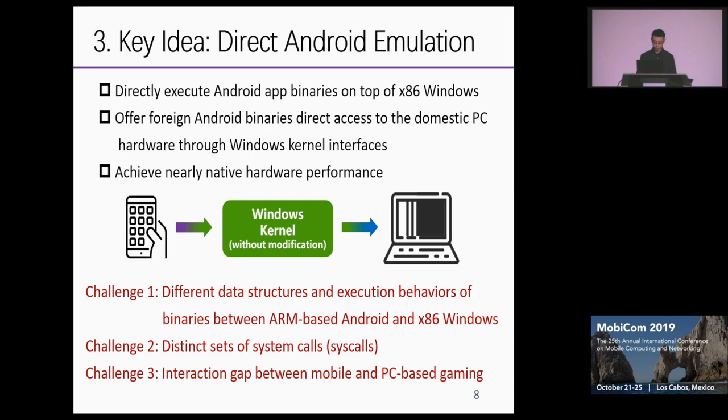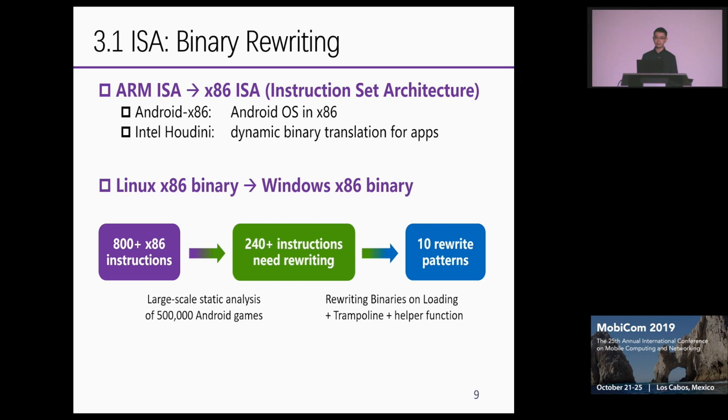Let's look at the first challenge. How to transform Android ARM binaries to Windows x86 binaries with little modification? Although Android x86 has already ported the Android OS to x86, and Intel Houdini can dynamically translate Android app binaries to x86 binaries, we still have to rewrite Linux x86 binaries into Windows binaries. We know that the x86 instruction set contains more than 800 instructions, which seems to be so many. Fortunately, based on large-scale static analysis of 500,000 Android games, we found that only around 240 cases need rewriting.